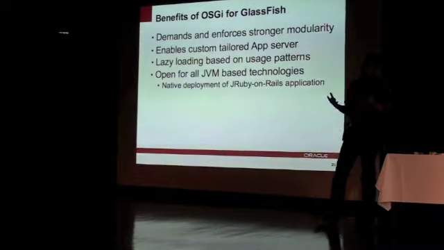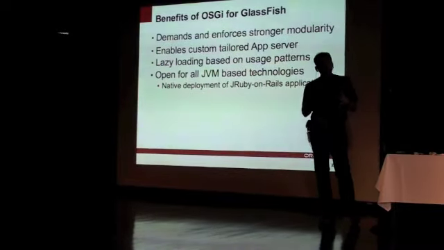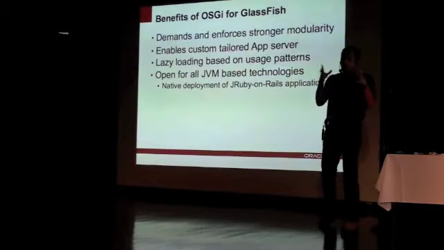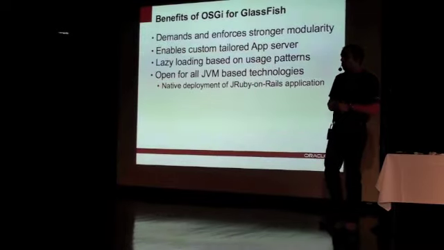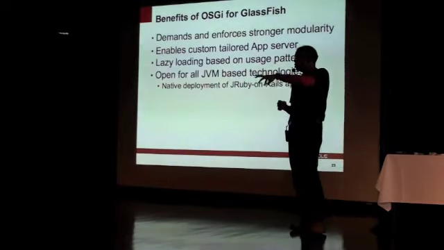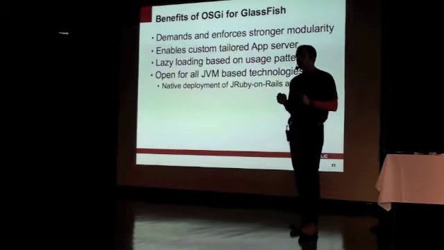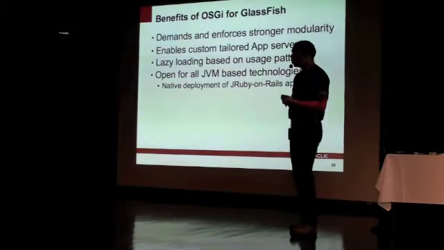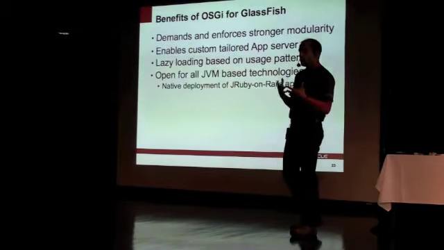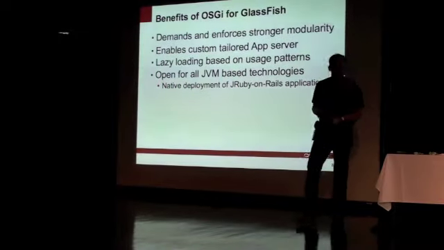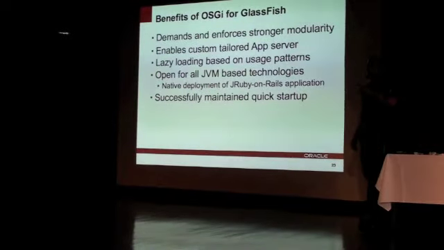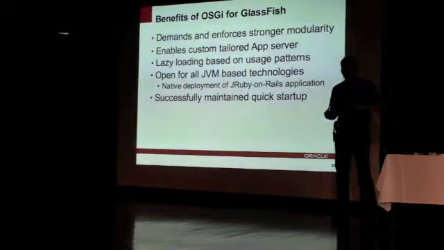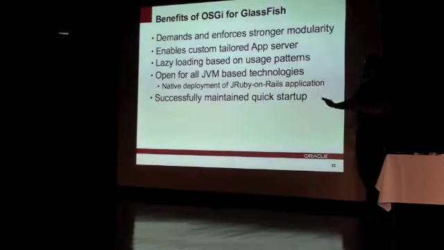And because the dependencies are defined, we could actually deploy not just Java, but any JVM-based language applications. So for example, on GlassFish, you can take a Ruby on Rails application and deploy it. You can take a Grails application and you can deploy it. You can take a Django application and you can deploy it. So following those standard best practices allows us all that mechanism. And the key part is we successfully maintained very quick startup because we knew exactly what needs to be started and what can stay back.